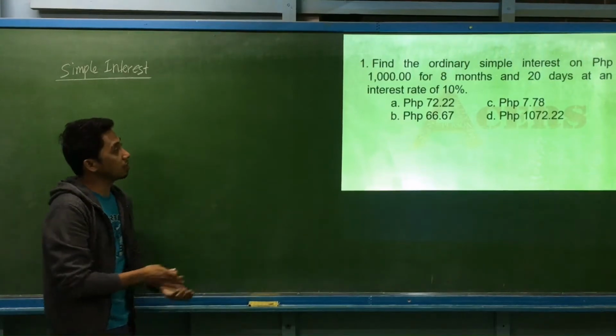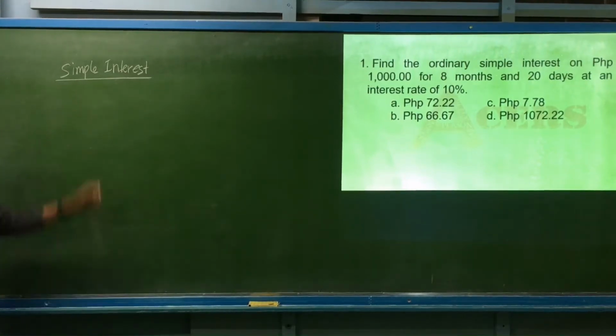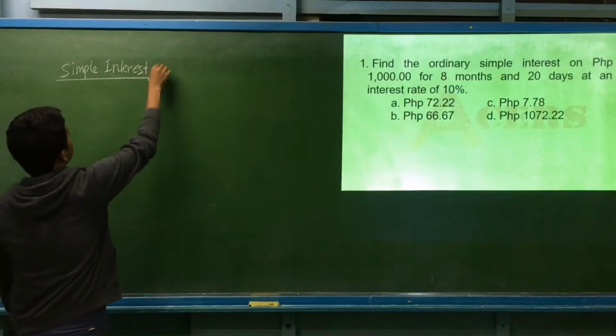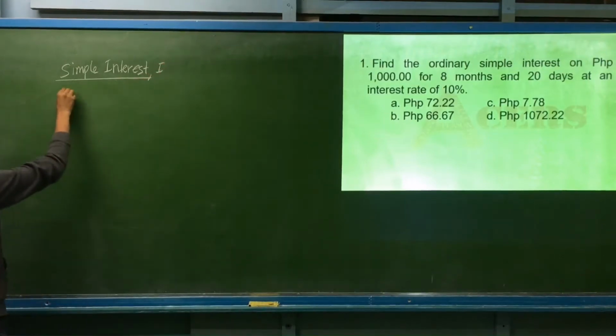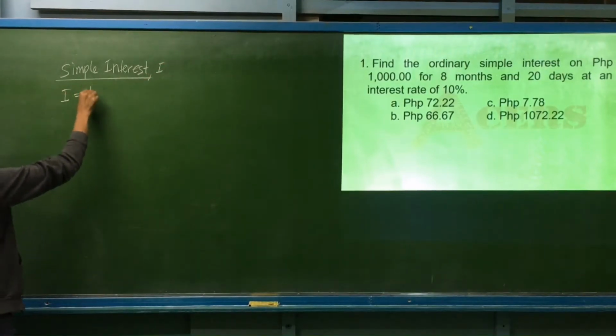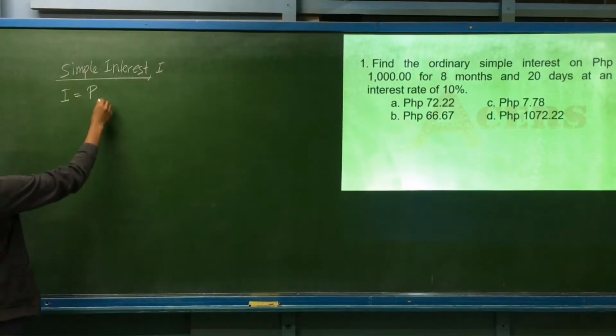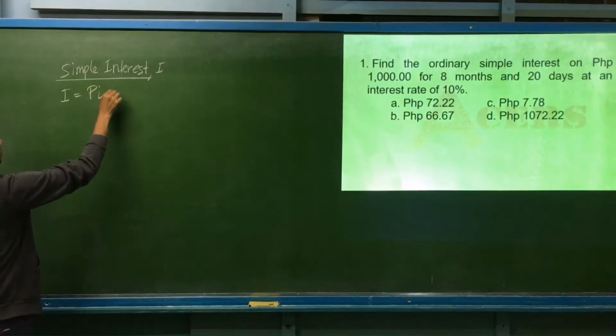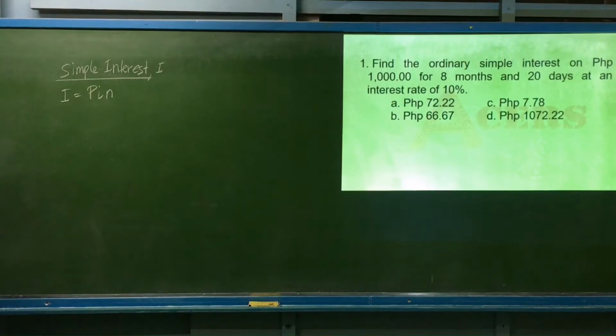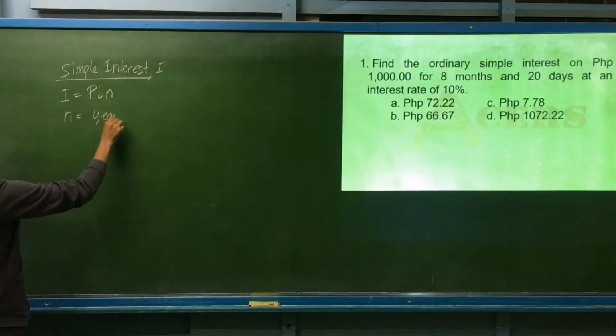Starting with engineering economy, we have simple interest. To compute simple interest, we take the present amount or principal amount, multiplied by the interest rate, times the number of interest periods. All you have to do is make sure n is expressed in terms of years.